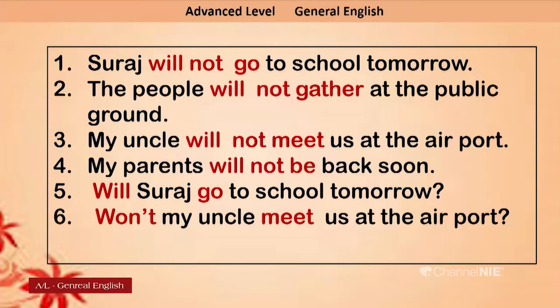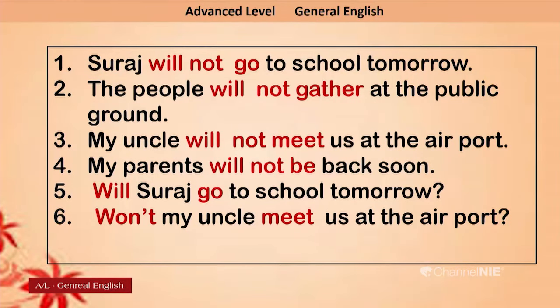Then the other sentence, the people will not gather at the public ground. Third one, my uncle will not meet us at the airport. All these three sentences show you how to make the sentence negative in future form. It's very easy, isn't it? Right. So, let's look at the fourth example. My parents will not be back soon. Can you remember I was telling you that will be back, and then in between will and be you have to add again not.